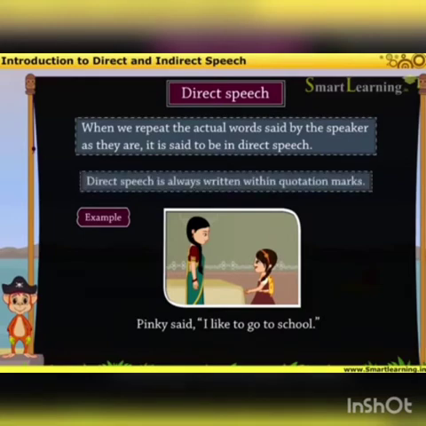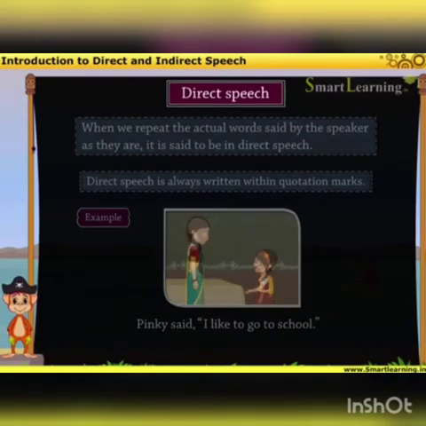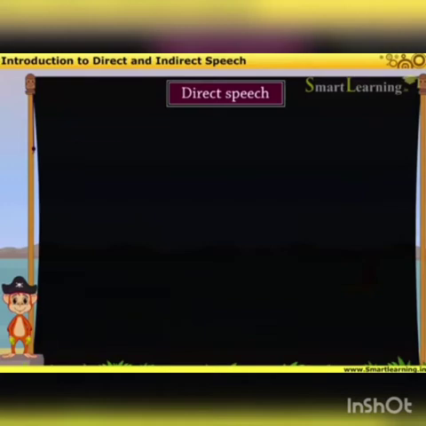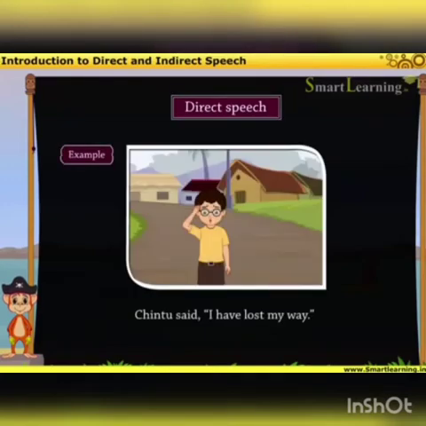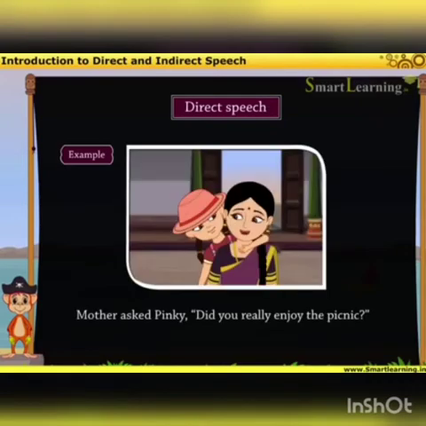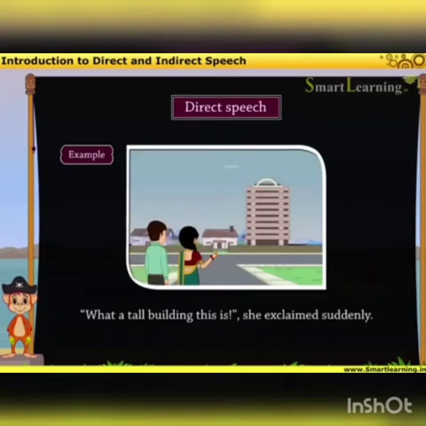Note that direct speech is always written within quotation marks. These are some more examples of direct speech. Chintu said, I have lost my way. Mother asked Pinky, did you really enjoy the picnic? What a tall building this is, she exclaimed suddenly.